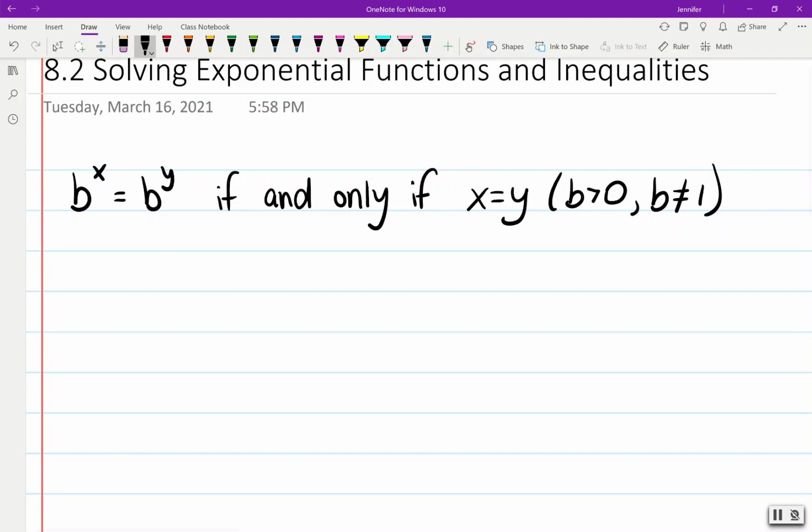And as a note, the b's here, these are the same base.